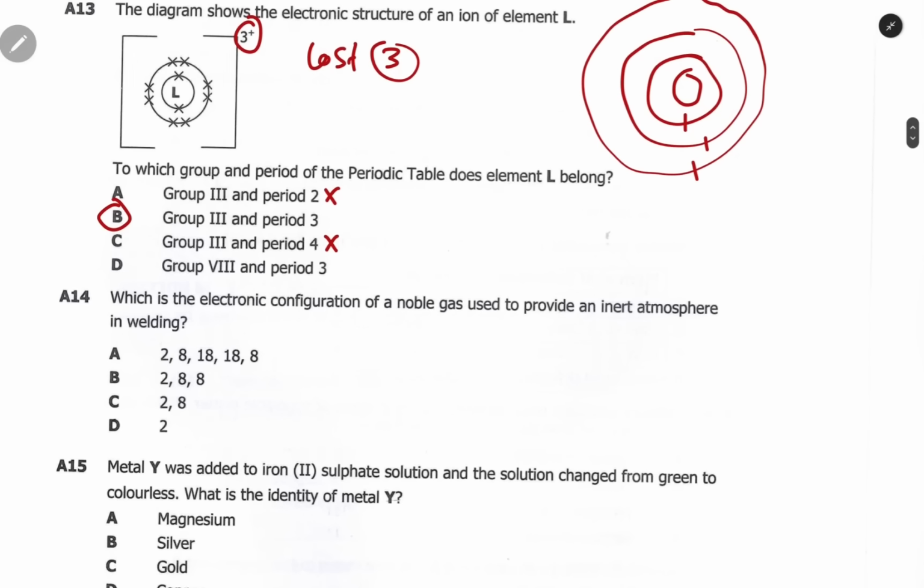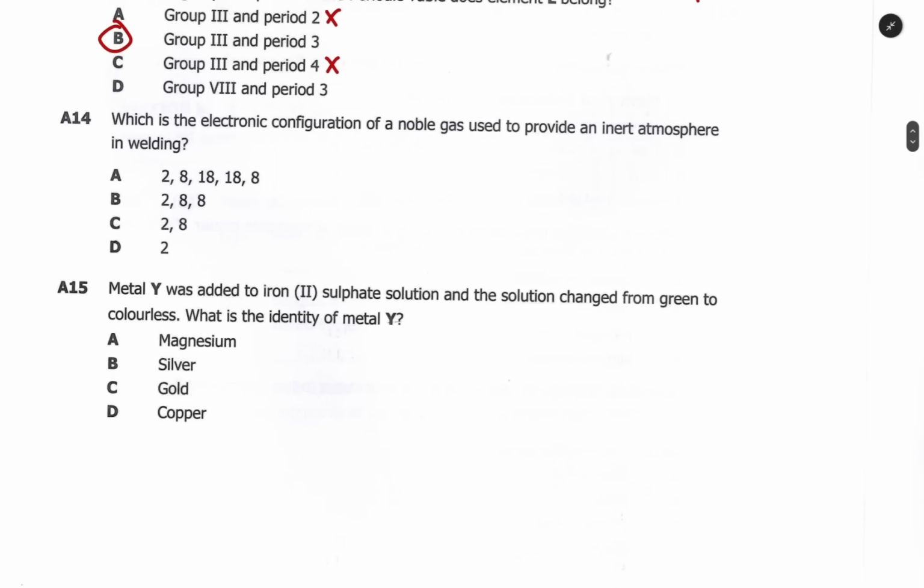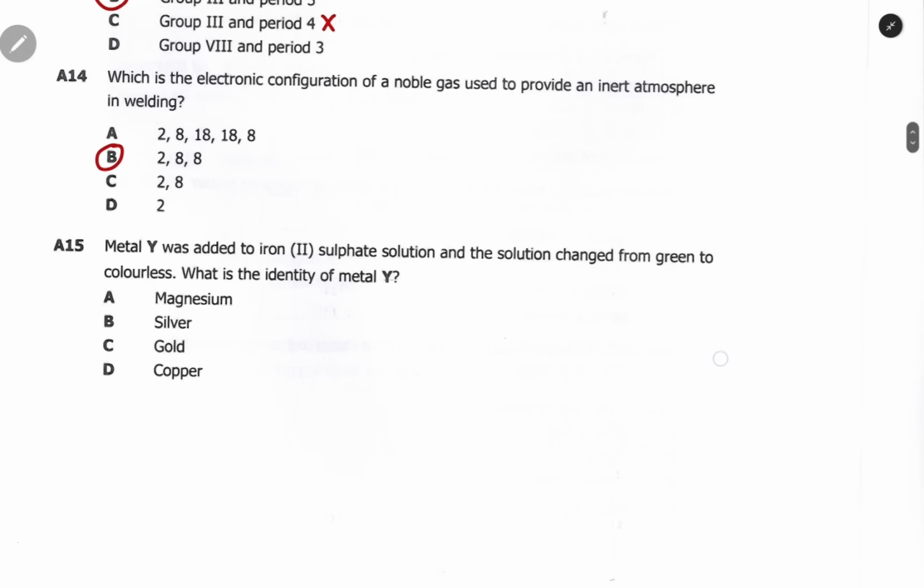All right, let us proceed to question 14. Which electronic configuration of noble gas is used to provide an inert atmosphere in welding? The one that provides an inert atmosphere in welding is argon, and therefore the configuration for argon is B. Okay, so the answer is B.